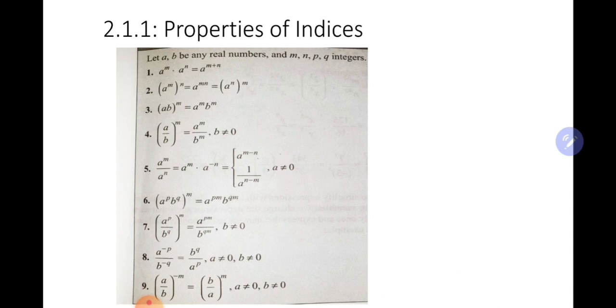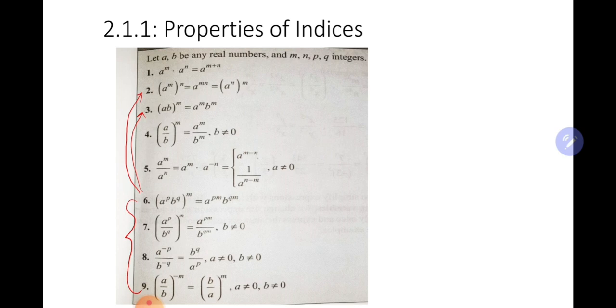Okay, now let's look at the properties of indices. I think in school you call this the laws of index. The first one is the product of powers. The second is the power over power property. The third is the power over product property. The fourth is the power over quotient property. The fifth is the negative index property. Properties 6 to 9 are derived based on properties 1 to 5. For example, for the 6th property, we use properties 2 and 3, and then you can derive this.